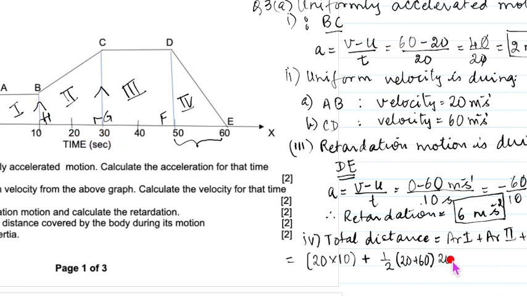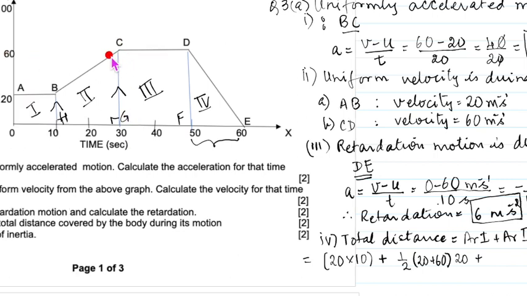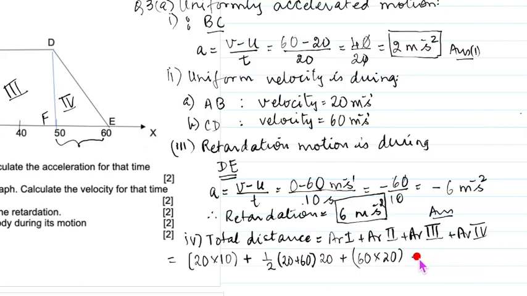So the height is 20 plus area 3. Area 3 is a rectangle. From here to here, 50 minus 30, that is 20, and CD is corresponding to 60. So it becomes this 60 multiplied by this 20 plus area 4.